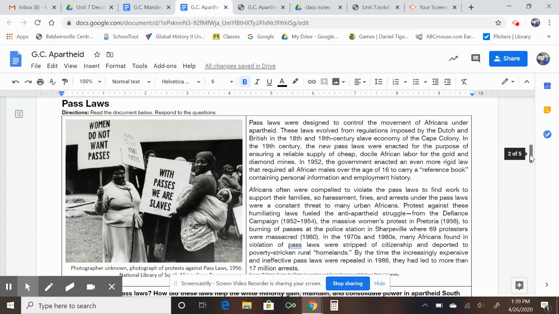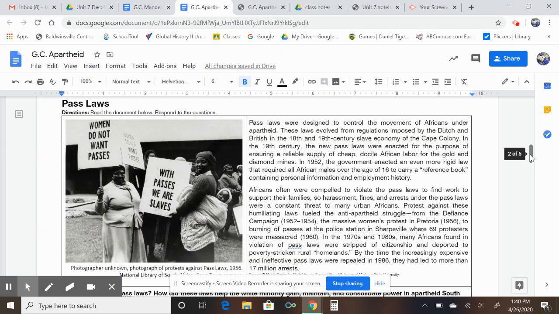Africans often were compelled to violate the pass laws to find work to support their families. So harassment, fines, and arrests under the pass laws were a constant threat to many urban Africans. Protests against these humiliating laws fueled the anti-apartheid struggle. From the Defiance Campaign from 1952 to 1954, the massive women's protests in Pretoria, 1956, to burning of passes at the police station in Sharpeville, where 69 protesters were massacred in 1960.